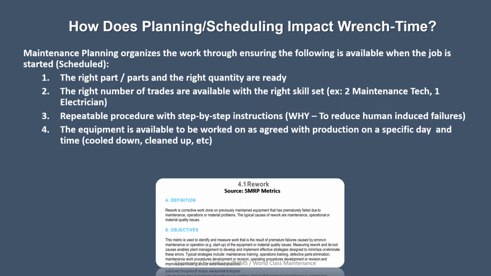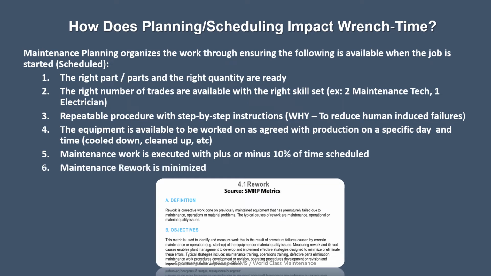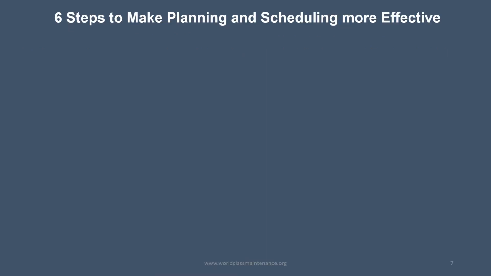The equipment is available to be worked on as agreed with production on a specific day and time: cooled down, cleaned up, ready to go. Maintenance work is executed within plus or minus 10% of the time scheduled. Maintenance rework is minimized. So these are the 6 steps to make planning and scheduling more effective.